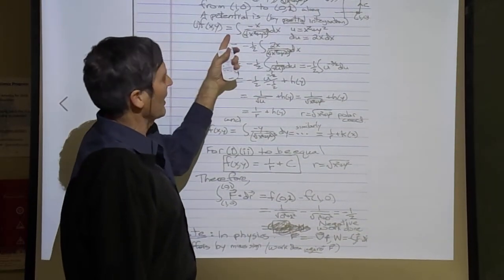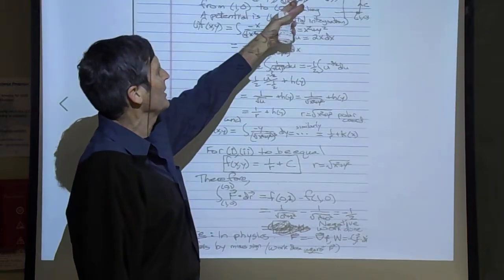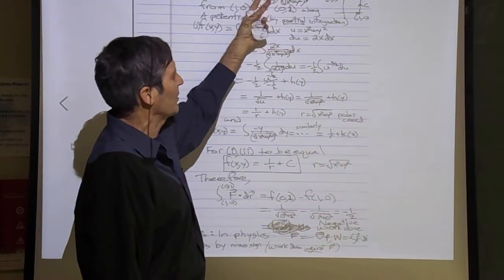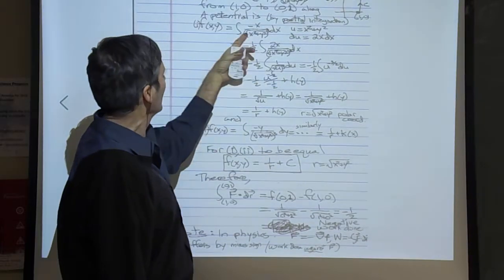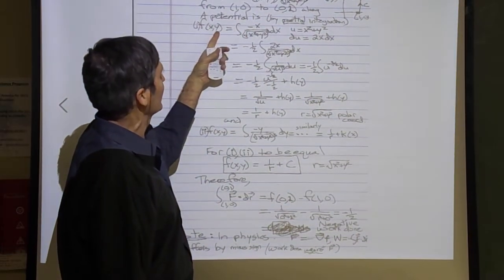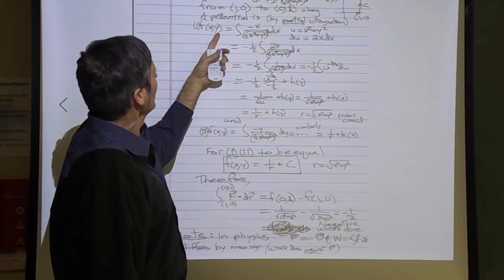And here's how you can check it. You can either take df2 dx equals df1 dy and check it, or you can just try and compute the potential directly and see if it works. So we'll just try and compute the potential to see if it's conservative.